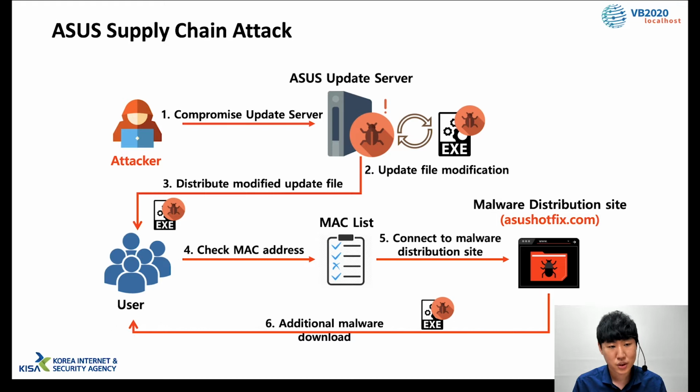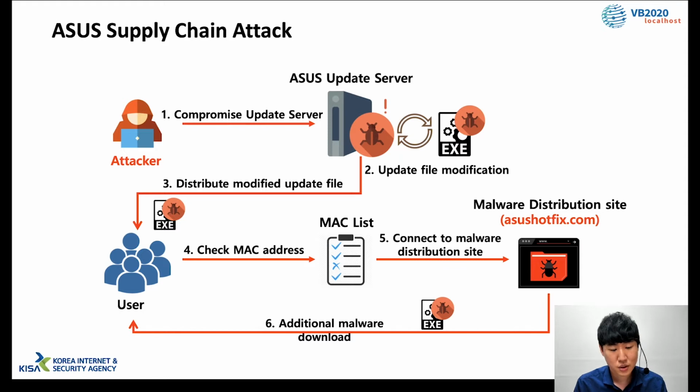This slide shows a scenario of the attack against ASUS. We were able to understand the scenario by analyzing the malware provided by Kaspersky. An attacker compromised an ASUS update server and tampered with the update program, adding malicious code. Then, it infected more than 1 million computers through the automatic update service.